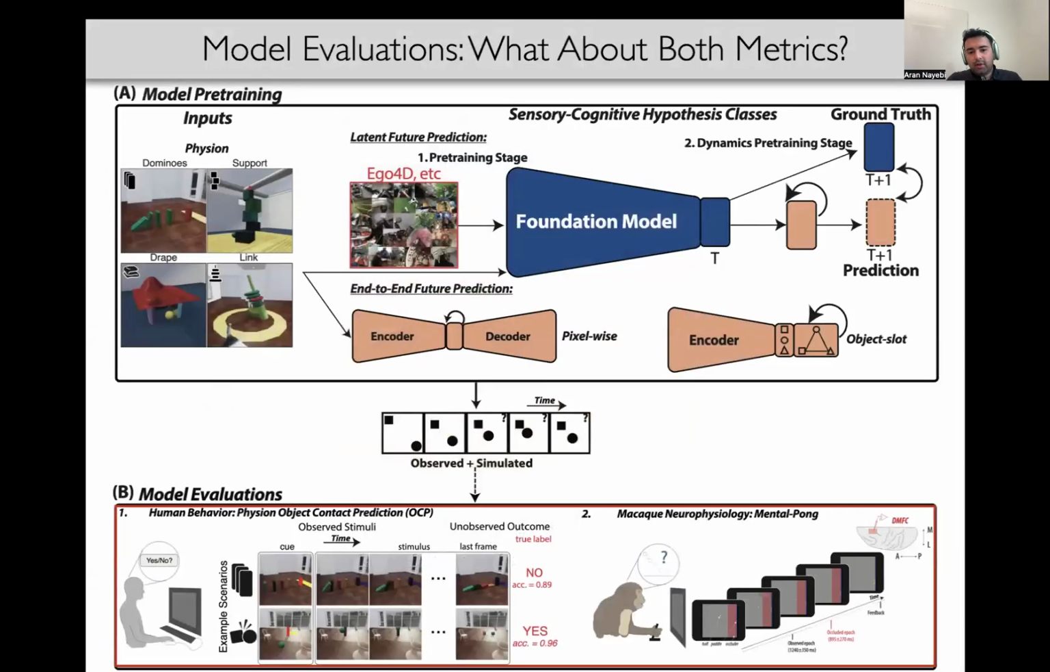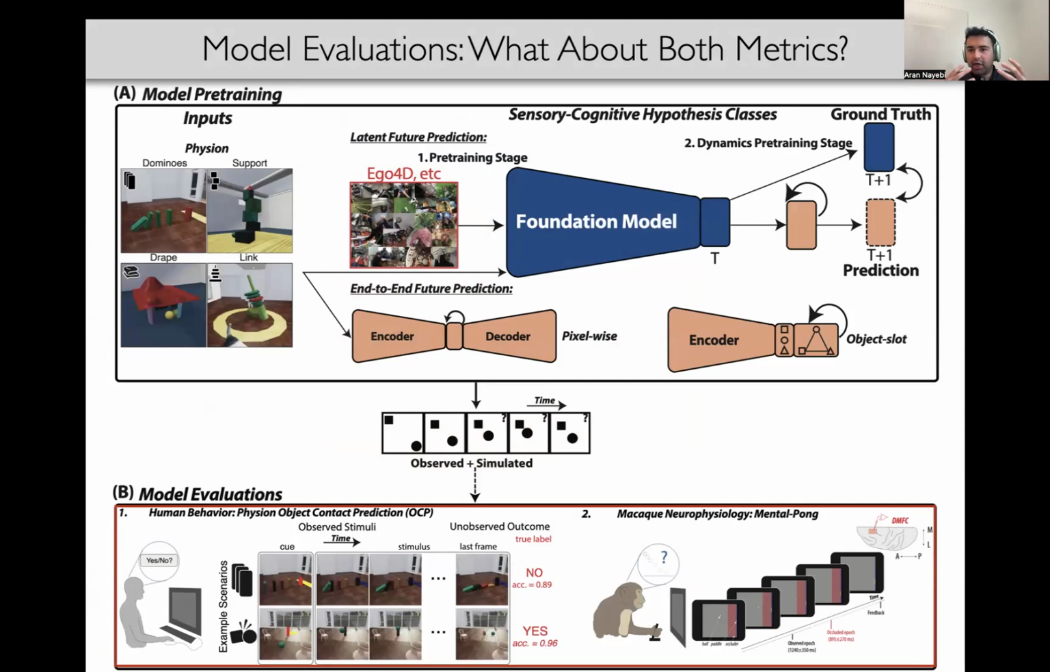Now, given that macaques can operate in 3D environments very naturally, and that humans can play Pong, there's clearly a type of species-conserved everyday physical understanding that can occur across both humans and non-human primates.